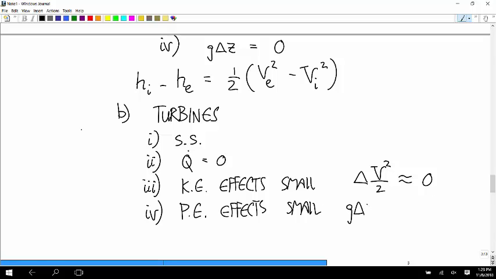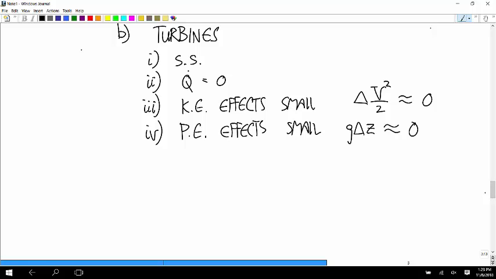So g times delta z is treated as 0. And so the simplified form says W dot for the control volume is equal to m dot times the enthalpy at the inlet minus the enthalpy at the exit. Okay, so what's bigger, the enthalpy at the inlet or the enthalpy at the exit?